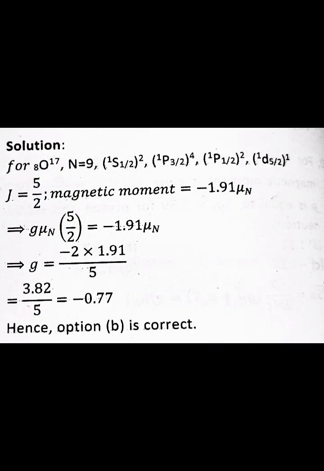So here the unpaired electron is present in 1d 5 by 2. So here J is equal to 5 by 2. So the magnetic moment is equal to minus 1.91 mu n.